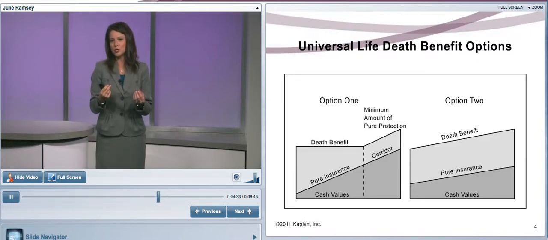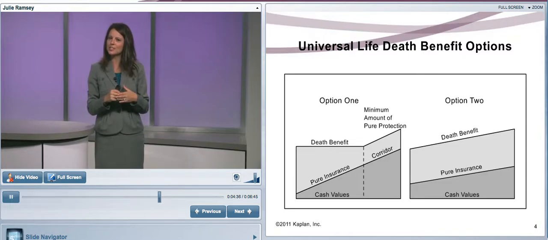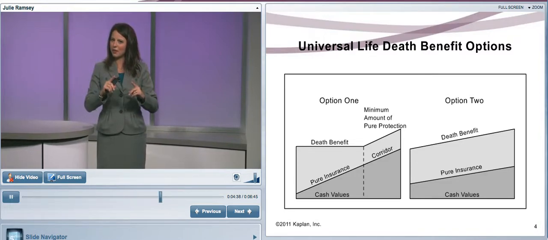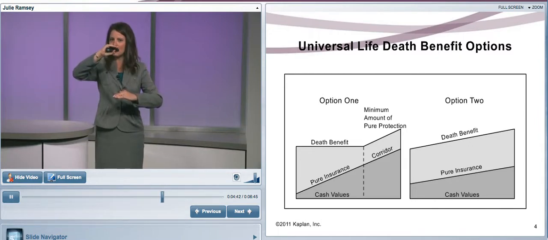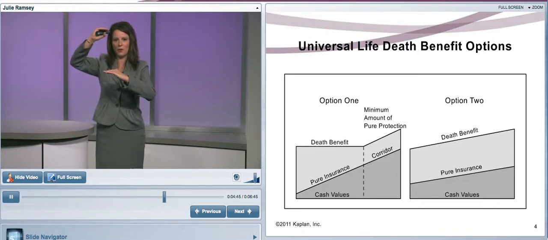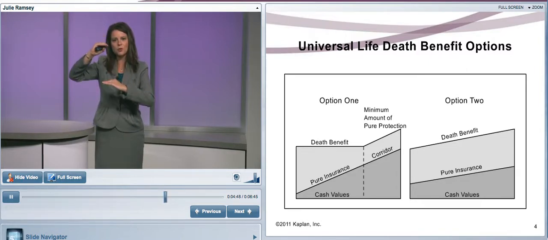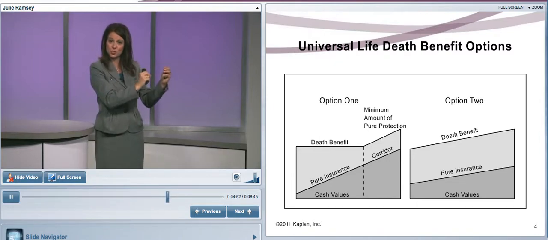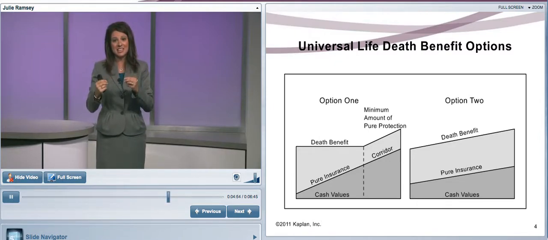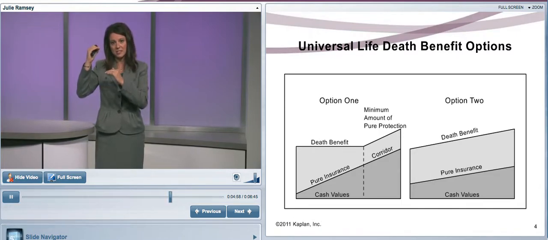However, look at option 2. Option 2 has an increasing death benefit. So think about this. Here's my death benefit. My cash value grows, my death benefit grows. My cash value grows, my death benefit grows. My cash value grows, my death benefit grows, right? The pure insurance protection, the amount of money the insurance company has to have on its reserves to pay the claim at any given time, doesn't change. They always have to have that same amount of money.